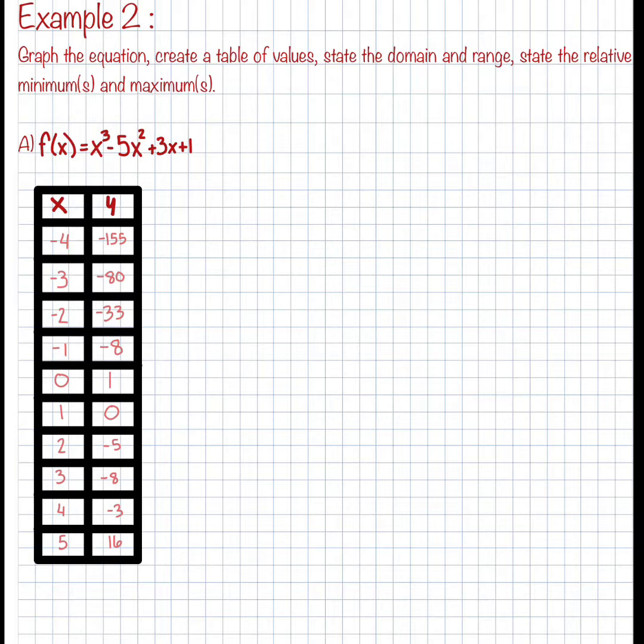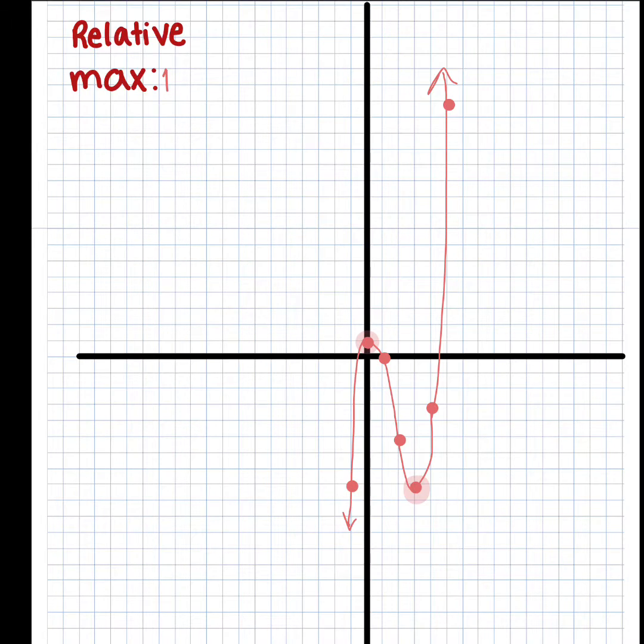Now you can begin to graph your equation. Simply place the dots on the graph according to each coordinate on your table of values. Since negative 155, negative 80, and negative 33 are very high, we cannot plot them and leave them off the graph. Now you connect the dots with a curved line. You can see the high and low points now. The relative maximum should be 1 because from what we have graphed, it is the highest turning point.